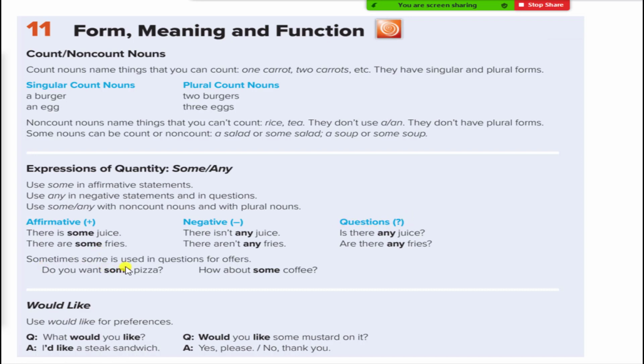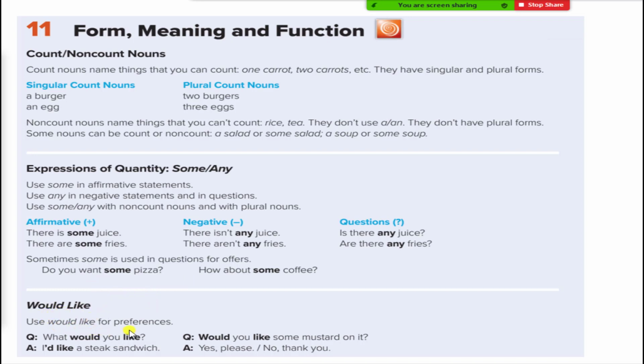Sometimes some is used in questions for offers. يعني بنستخدم كمان some for offers. لما بنيجي نعرض خدمة أو نقدم شيء فنقول له do you want some pizza? How about some coffee? If you want to offer something to a guest or someone, you use some. Do you want some pizza? Do you want some water? And so on.